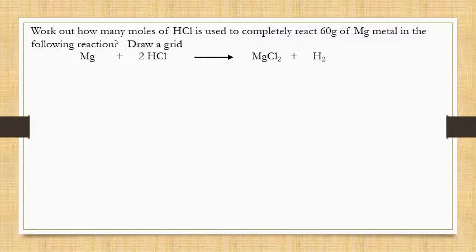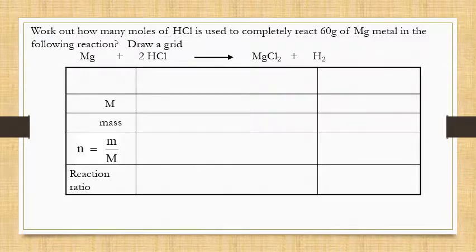Work out how many moles of hydrochloric acid are used to completely react 60 grams of magnesium metal in the following reaction. What I would do is draw a grid. Down the one side you'd have the molar mass, the mass, the number of moles, and the reaction ratio.